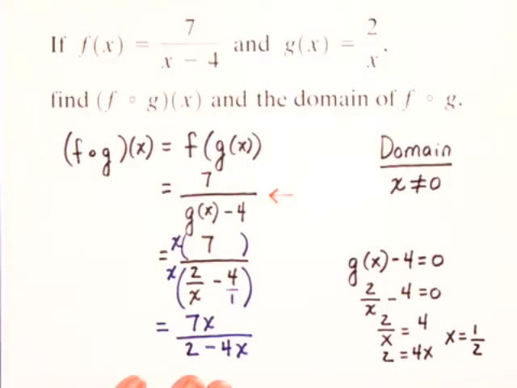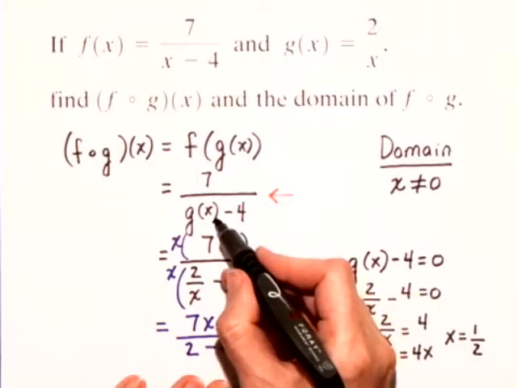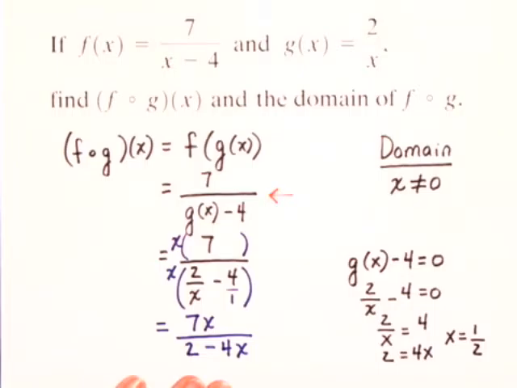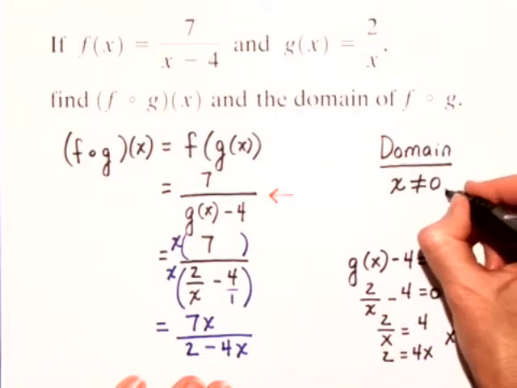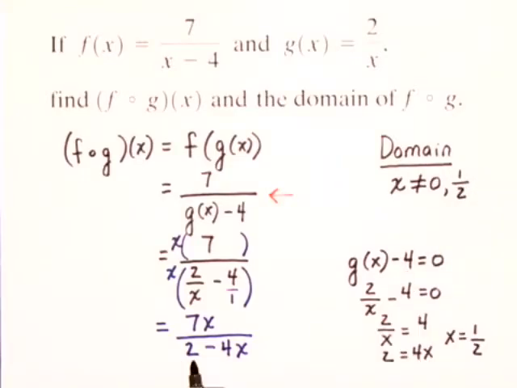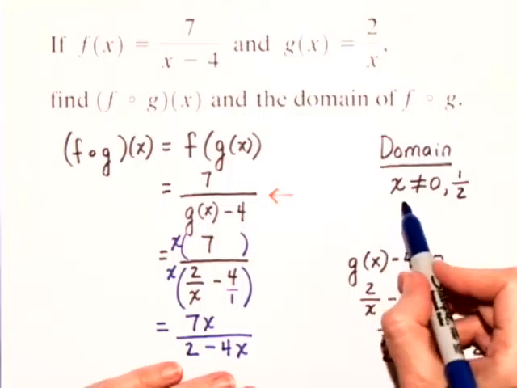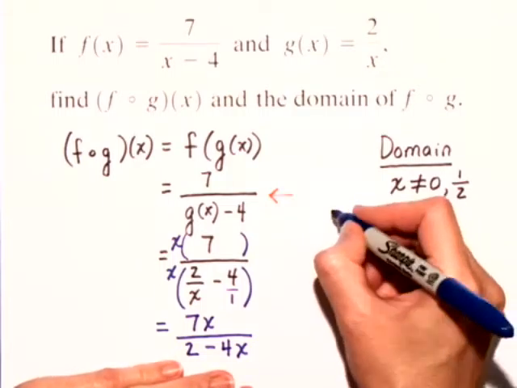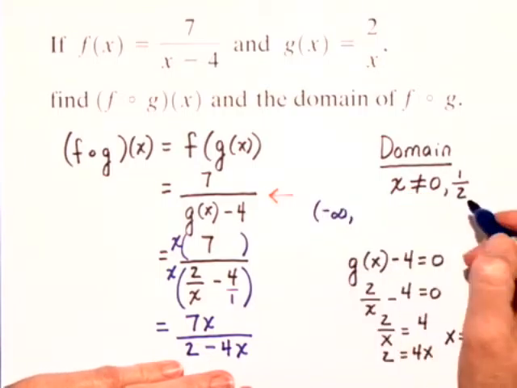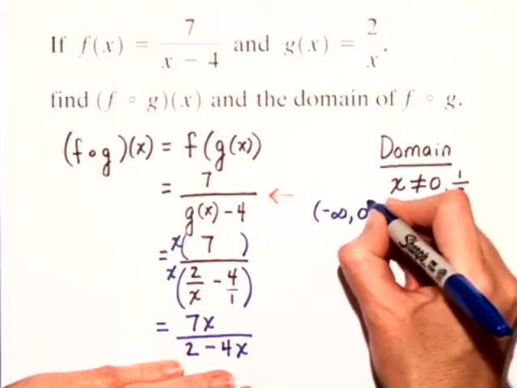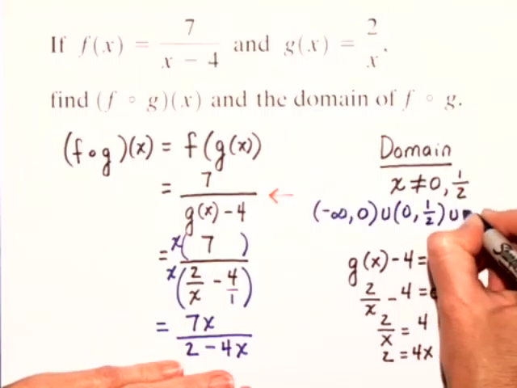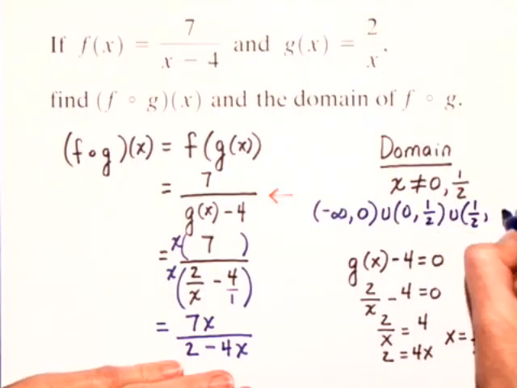So x equals 1/2 is now another value that can make the denominator of the composed function 0. So we also need to exclude that from the domain. So x cannot equal 0, and also x cannot equal 1/2. I'm going to do one more thing here, and I'm just going to write this domain in interval notation like I sometimes do. So the domain would be the interval from negative infinity all the way to the first value I exclude, which is 0, union 0 to 1/2, union 1/2 to infinity.